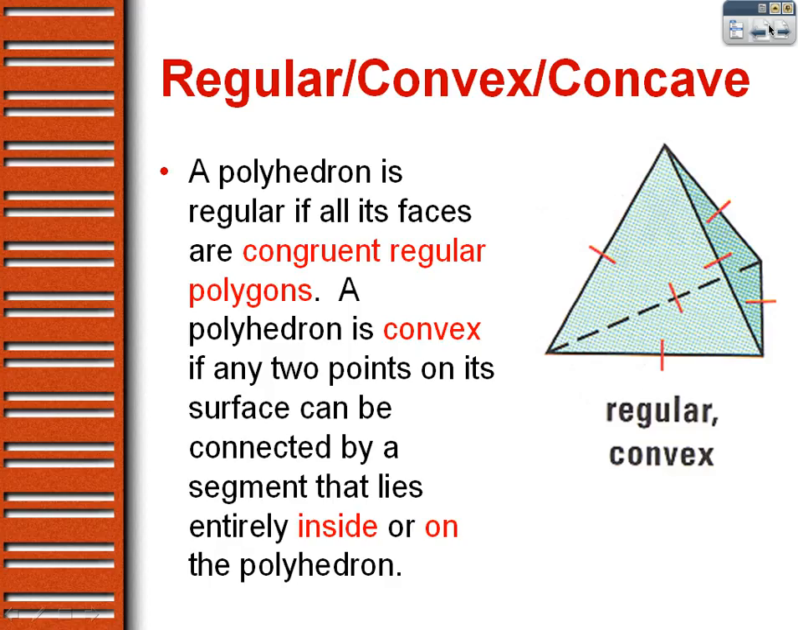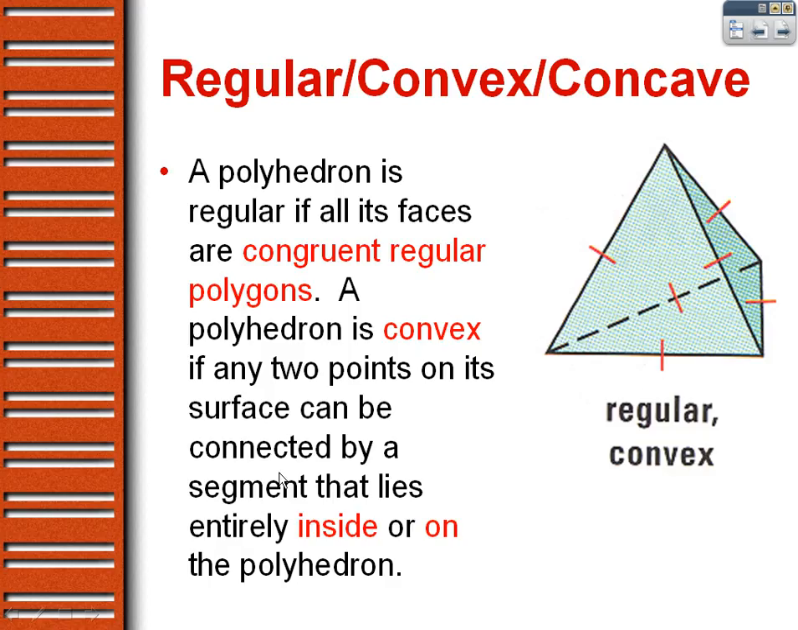Convex just means that if I pick any 2 points on the surface of the polyhedron, if I connect those 2 points, the segment that I create that connects those 2 points will always either be inside the polyhedron or on one of its surfaces. It'll never actually leave the polyhedron. Okay? If it's concave, that's not the case.